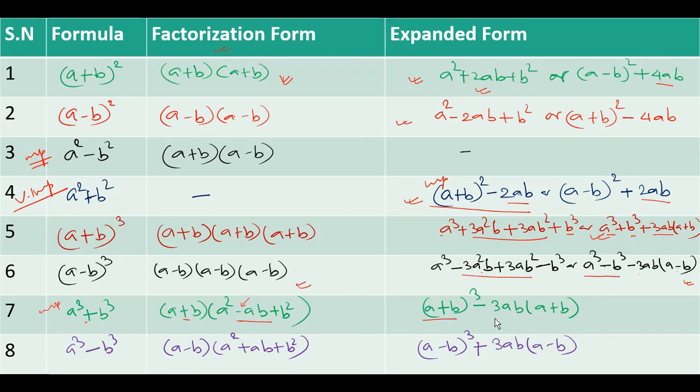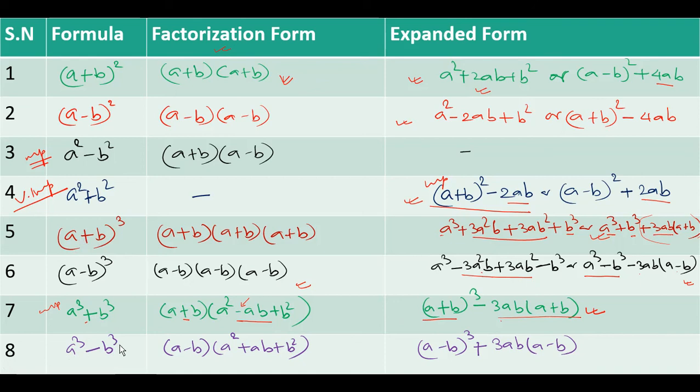Similarly, a plus b whole cube minus 3ab times a plus b is derived from formula number 5. Simply you can see a cube plus b cube plus 3ab times a plus b. If we shift this part to the left, then a plus b whole cube minus 3ab times a plus b, it becomes that. If you know formula number 5, you can derive the expanded form of formula number 7.